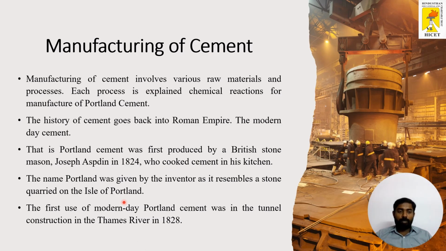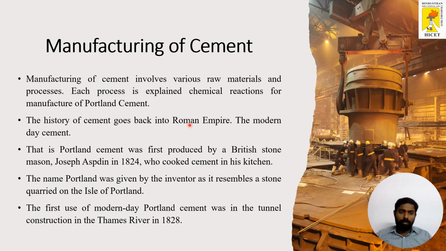The manufacturing of cement involves various raw materials and processes, and each process is explained along with the chemical reactions for the manufacturing of Portland cement. Cement is a greenish gray colored powder made from a calcined mixture of clay and limestone. When mixed with water, it becomes a hard and strong building material.